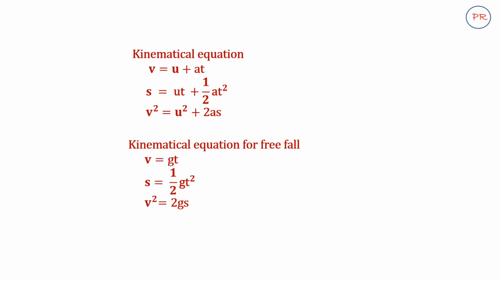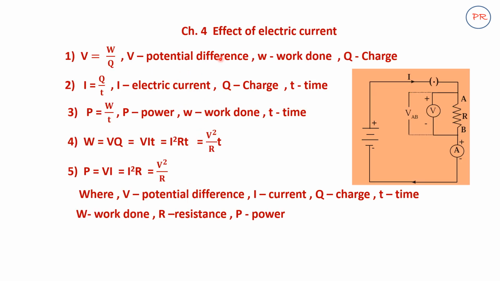Now let us go to the next chapter, that is chapter number 4, effect of electric current. Here potential difference V is given by W upon Q, where V is the potential difference, W is the work done, and Q is the charge.